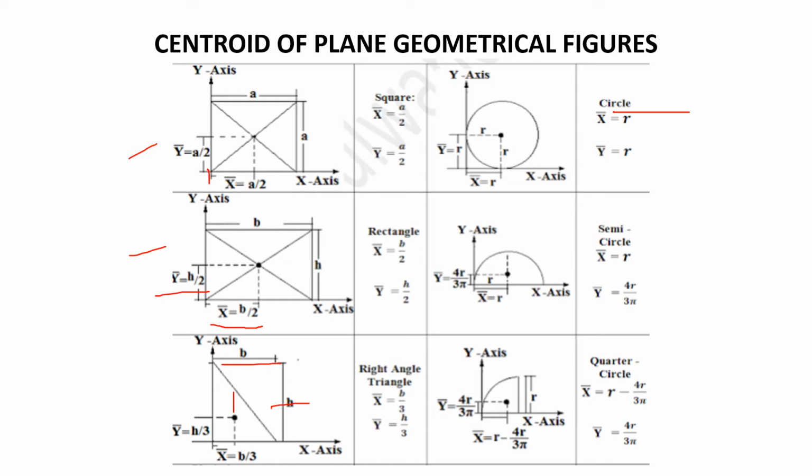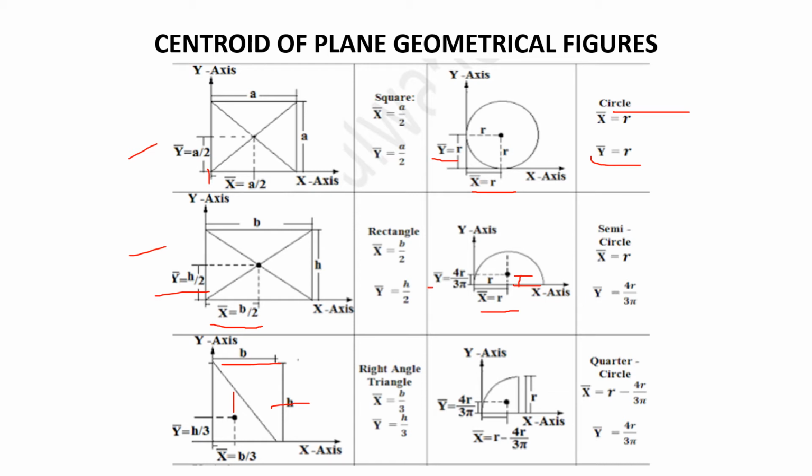Then we will take circle. For circle, x bar is equal to r, that is radius, and y bar is also r, that is radius. Then for semicircle, x bar is equal to radius r and y bar is equal to 4r upon 3 pi, that is this distance from center to base, that is y bar is 4r upon 3 pi.